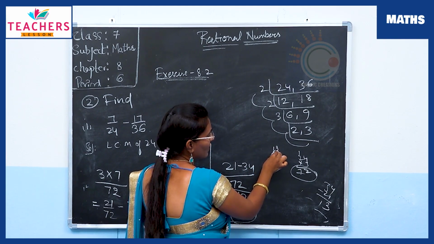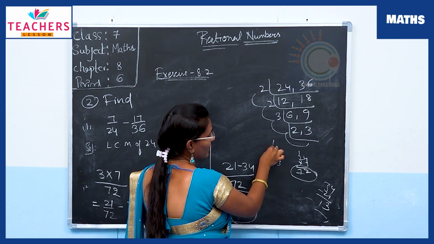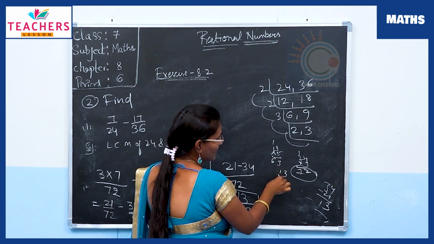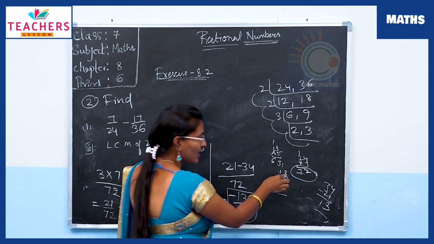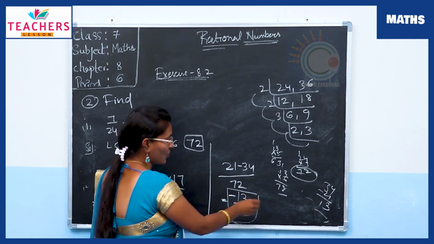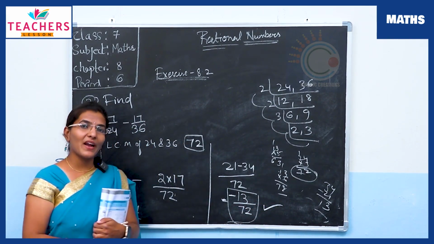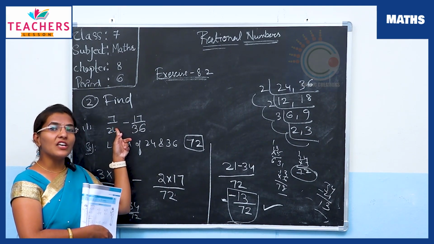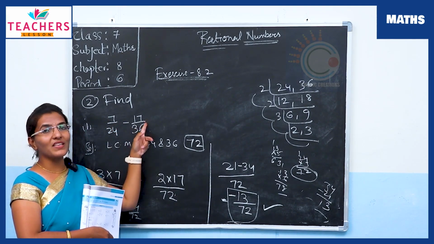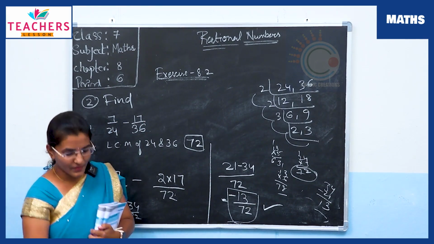13 5s are 65, 13 6s are 78. No, we cannot do it. So this is the final answer. Minus 13 by 72 is the final answer for the given rational numbers, that is 7 by 24 minus 17 by 36. Clear? Let's solve.